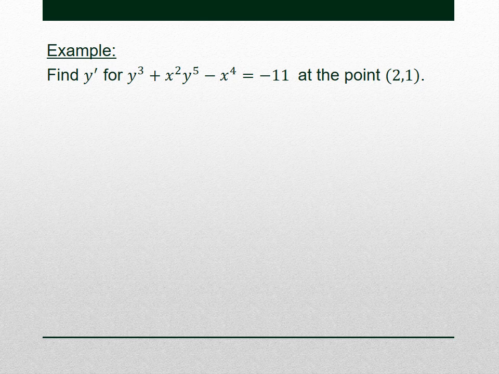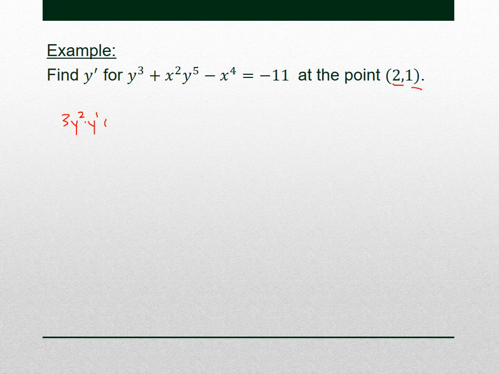Okay. All right, this time we want to find y prime for this equation, but at the point 2, 1. So what that means is we're going to find y prime and then plug in x equals 2 and y equals 1. So we're going to do just like we did before. Let's take the derivative implicitly with respect to x. So y cubed becomes 3y squared times y prime.